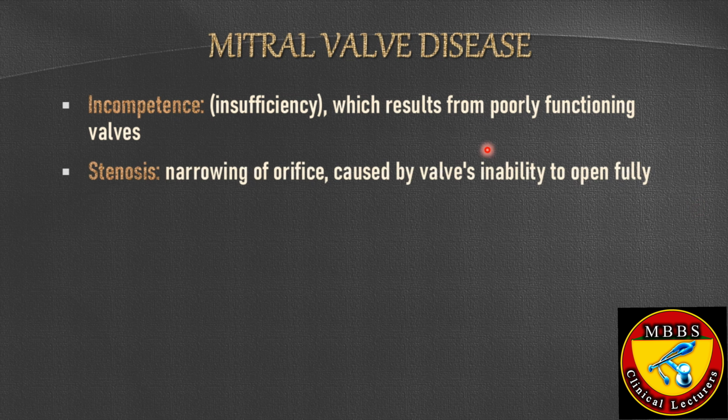Then stenosis, narrowing of the orifice, caused by the valve's inability to open. So the valve becomes more rigid, it cannot completely open, so blood does not go easily from the atria to the ventricles. So stenosis means narrowing, incompetence means insufficiency.